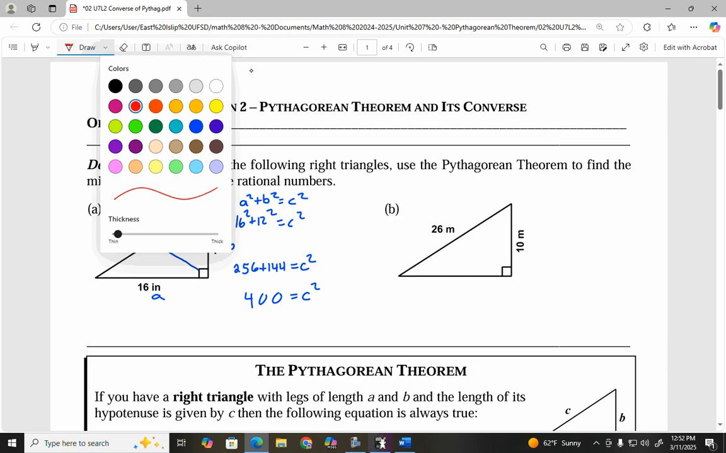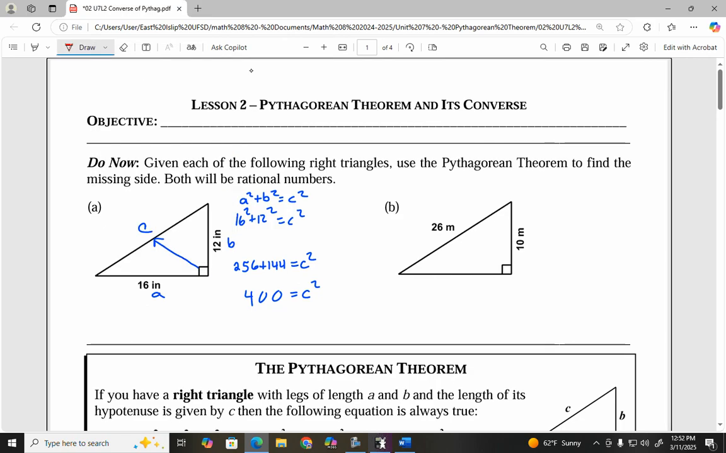I am going to show my work though. I will square root both sides because the square root crosses out the square. All numbers have 2 square roots, so the answer to the equation is positive or negative 20, but the answer to the question is only 20 because the length of a side of a triangle can only be positive.